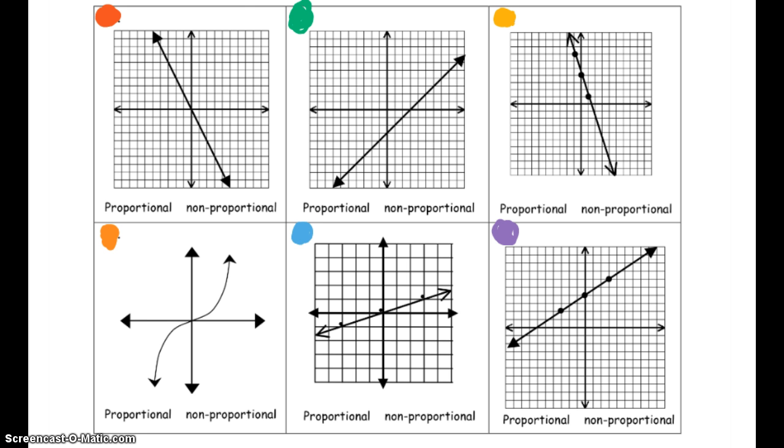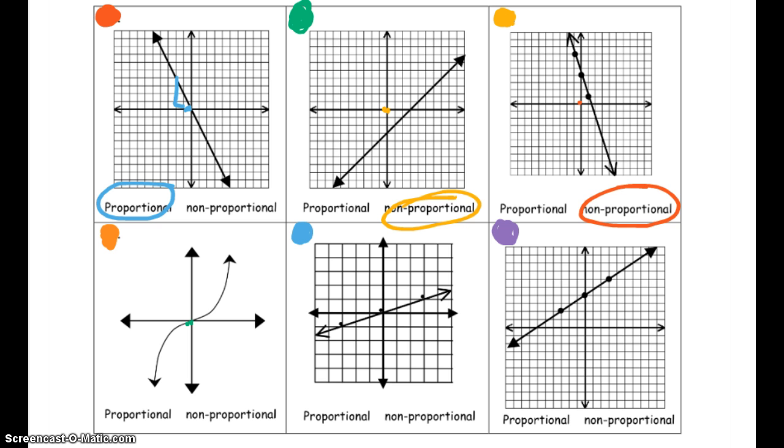Alright, so in this first situation, we have a graph that passes through the origin. It looks as if there is a constant of proportionality, so this is a proportional graph. In this second situation, we do not go through the origin, so it is non-proportional. In this third situation, we also do not go through the origin, so it is non-proportional.